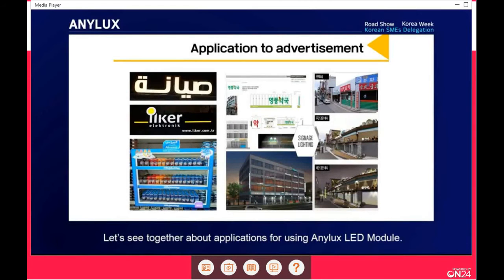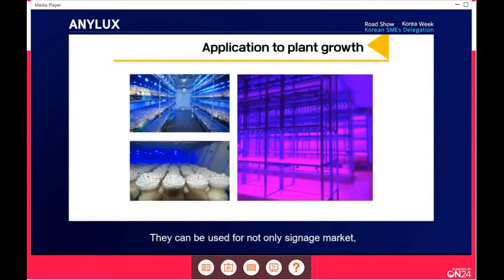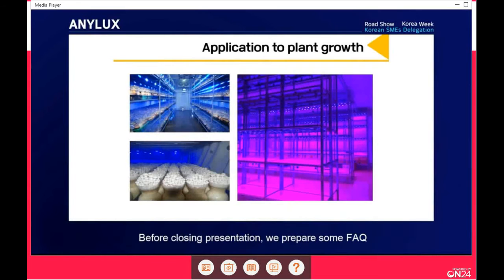Let's see together the applications for using ANYLUX LED modules. I'm sure you can find that our products are not limited to certain applications. They can be used for not only the signage market, but also general lighting, advertisement lighting, interior lighting, and plant growth.